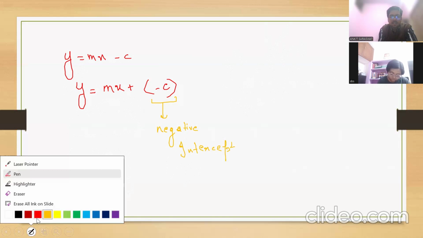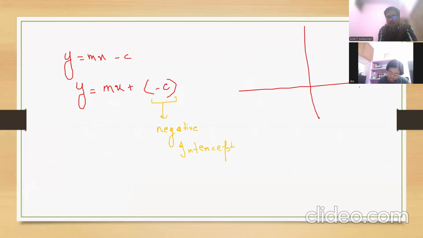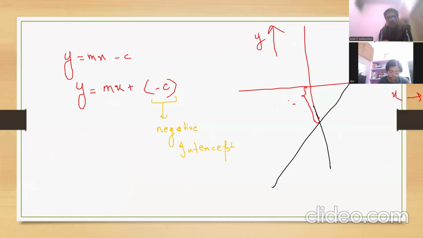It doesn't mean the distance is negative. Negative means how will you draw this graph? On the x-axis you will take x, and you will draw it like this. Is it correct? Yes, sir. A negative intercept means the line cuts below the x-axis. Understood? I'm not saying this distance is minus c. I'm saying this is c, but it is negative. The graph will be like this, and the straight line will be like this.